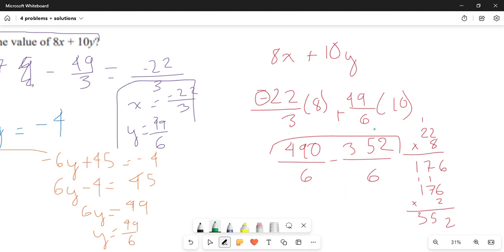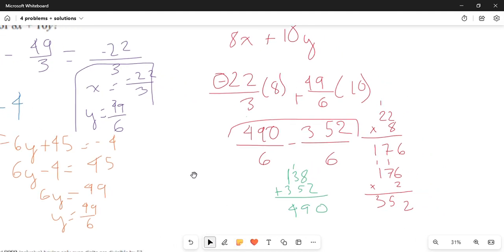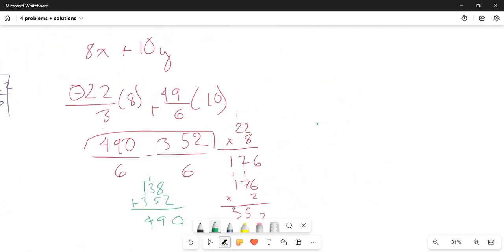Okay, so doing subtraction, if you subtract these, you're going to get 138. And we can check that by adding these. Yep. So you get 138 eventually. So you get 138 over 6.